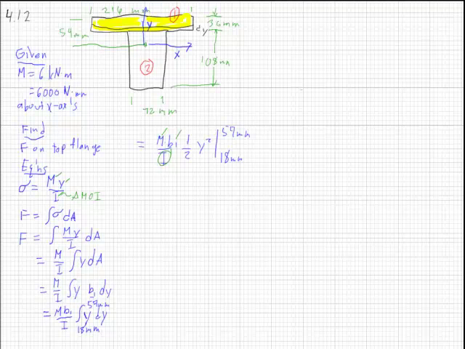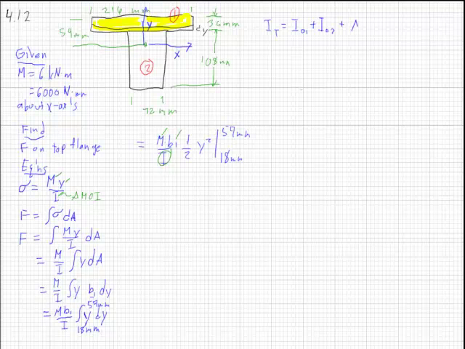And so the I of the entire cross section, I total, is going to be the area moment of inertia of the first as if it was by itself, plus the moment of inertia of the second as if it were by itself, plus we have to consider the parallel axis theorem for each.